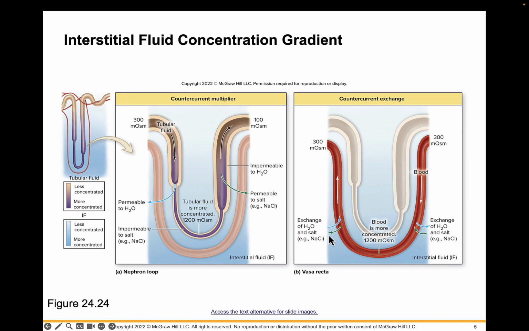If this mechanism did not exist, we would actually see a dilution and loss of the concentration gradient. So the important thing to remember here is what they are doing. The countercurrent multiplier is the nephron loop and is responsible for establishing the gradient. So you need to be comfortable with what's happening in the descending limb and ascending limb of the nephron loop. The countercurrent exchange is the vasa recta. And remember, the vasa recta are capillaries associated with the nephron loop.